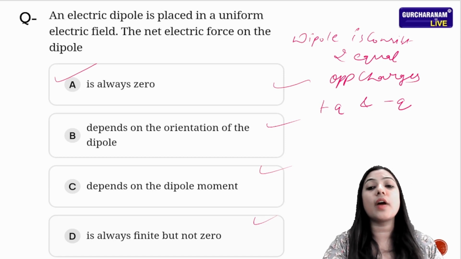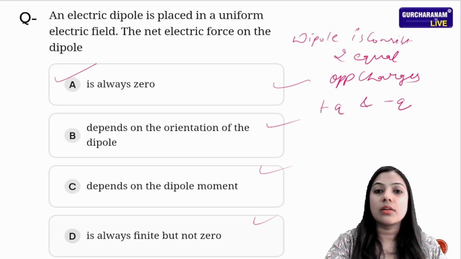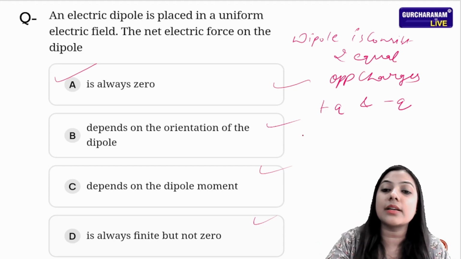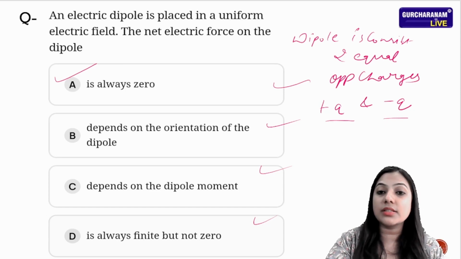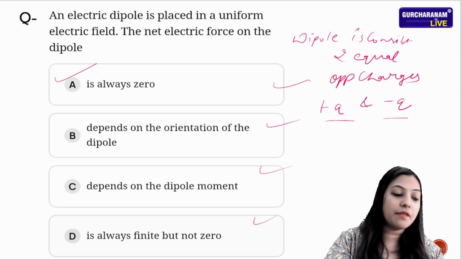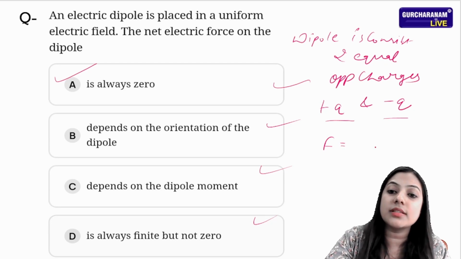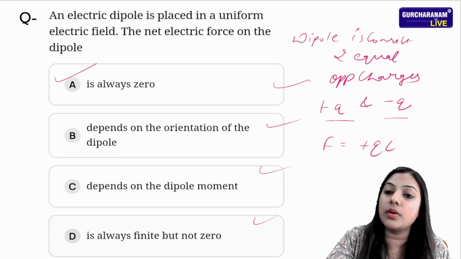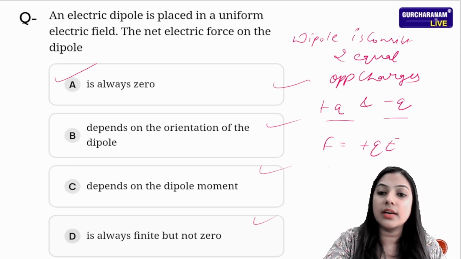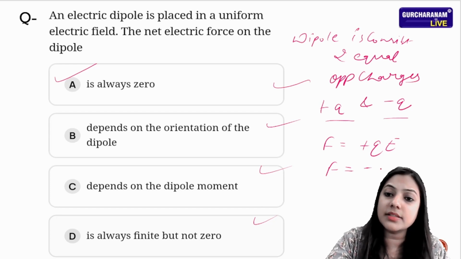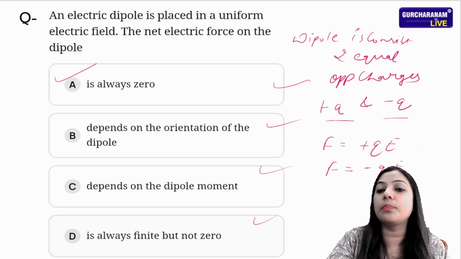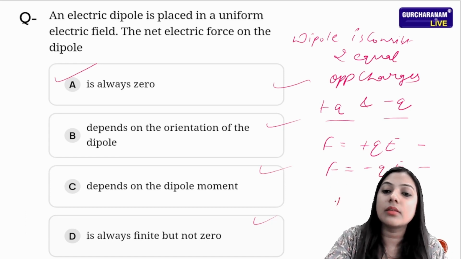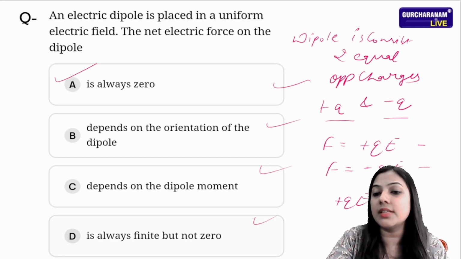And if we want to find the force on that, what does the question ask? The net electric force on the dipole. So the net electric force due to plus q and minus q charge, which is placed in a uniform electric field, the value of force is qE. Due to plus q charge it is plus qE, and due to minus q charge the force is minus qE. If we add them together, we will get the value 0.